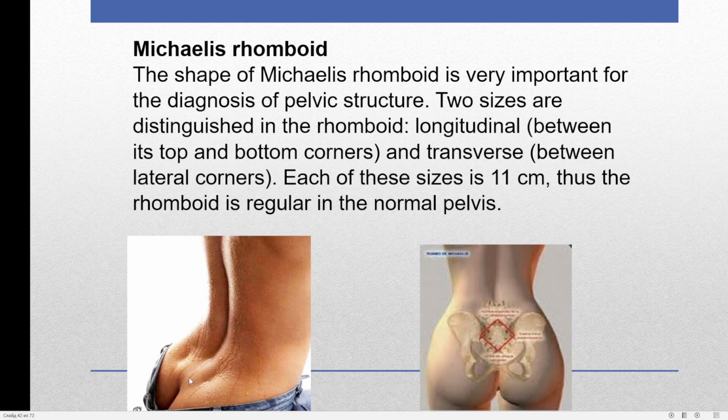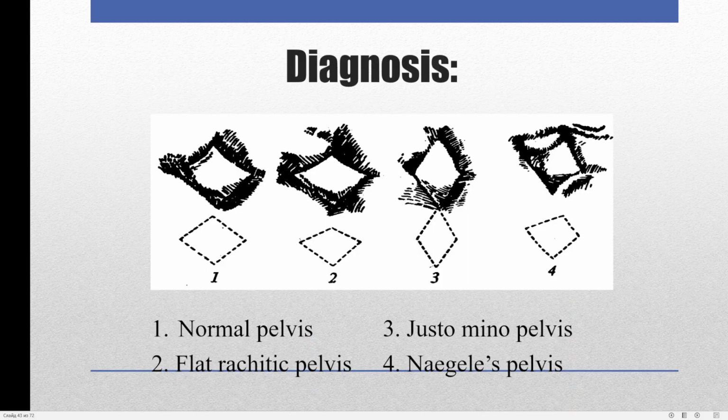The vertical or longitudinal diameter is 11 centimeters, like the conjugata vera, and the transverse diameter is 10 to 11 centimeters. It must be a normal, symmetrical rhomboid. If there are abnormalities in the shape of this region, we can think about some types of contracted pelvis. You see the normal symmetrical rhomboid in the case of a normal pelvis.